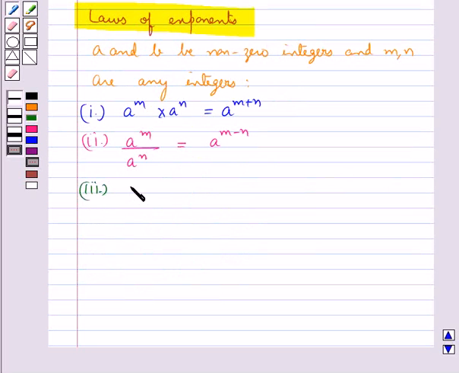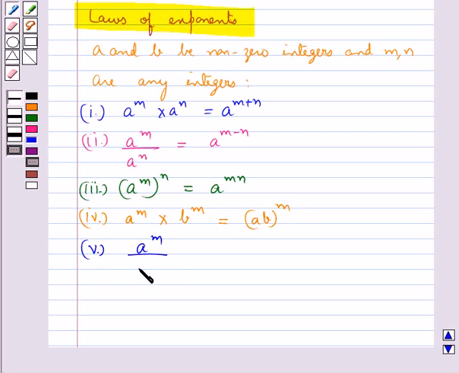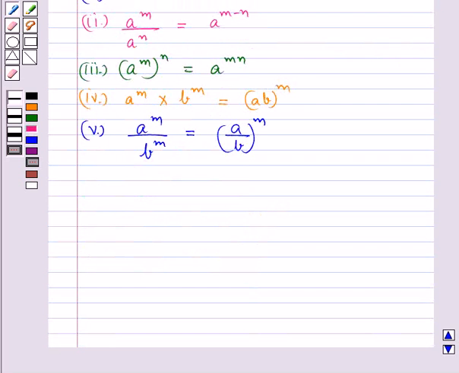The next law is a to the power m whole to the power n is equal to a to the power mn. Then we have a to the power m multiplied by b to the power m is equal to ab whole to the power m. Then the next one is a to the power m upon b to the power m is equal to a upon b whole to the power m. Then we have one more law, according to which a to the power 0 is equal to 1. We also say that a upon b whole to the power minus m is equal to b upon a whole to the power m.